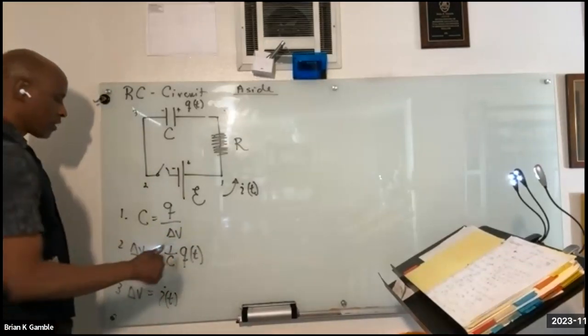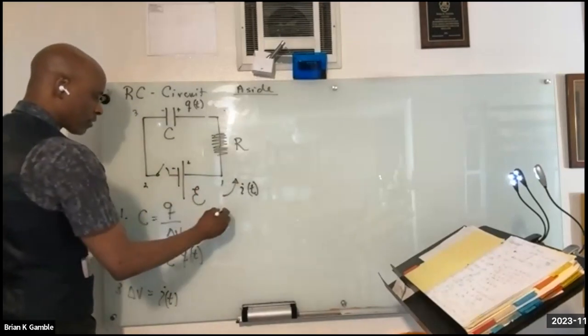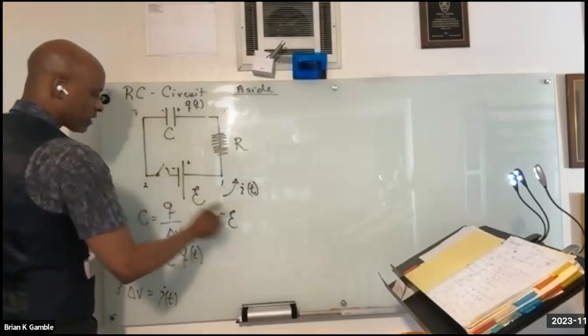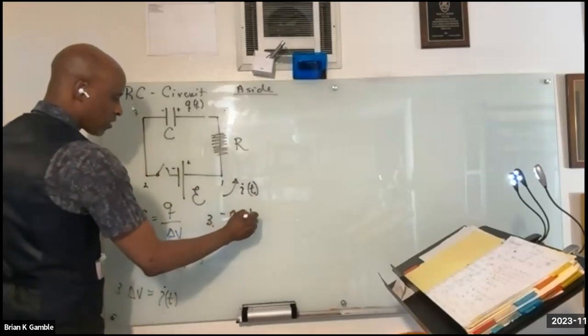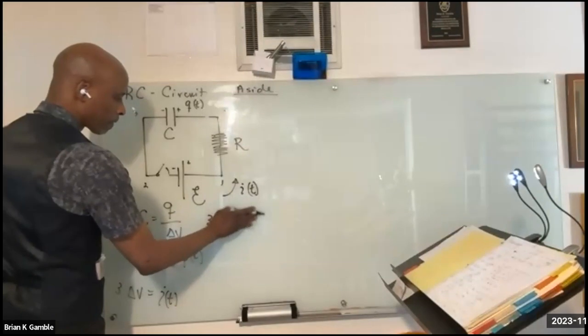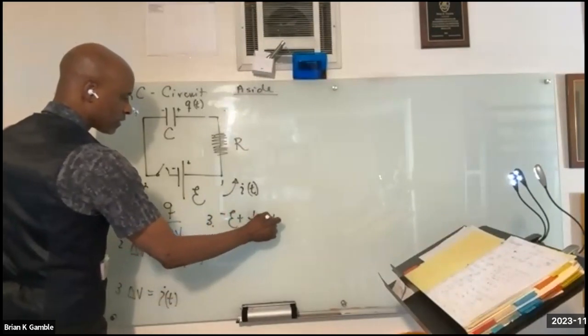Now, let's go ahead and apply the Kirchhoff rule again. Coming from this point, 1 to 2, I have a minus. I'm going down the potential hill. When I come here, I'm up the potential hill, but I'm going to write that as 1 over C times Q of t.